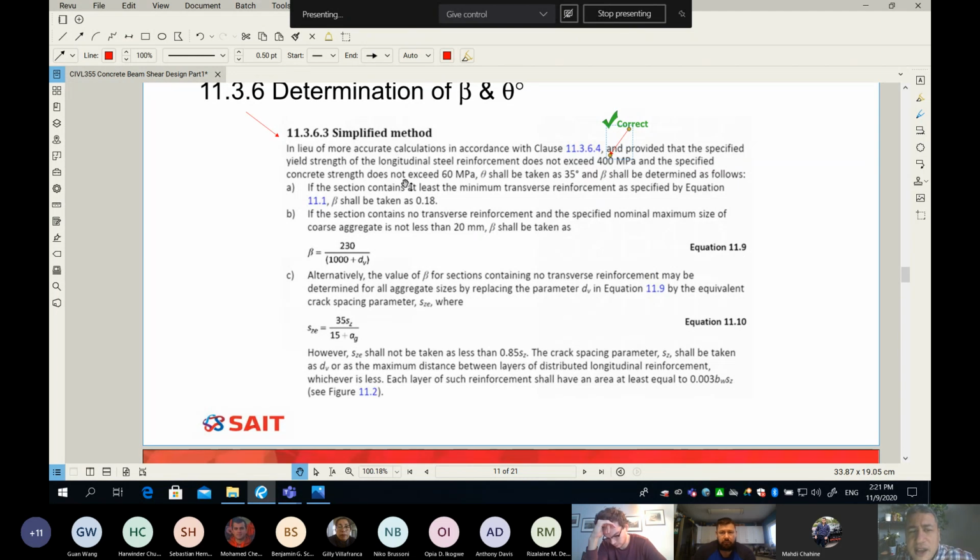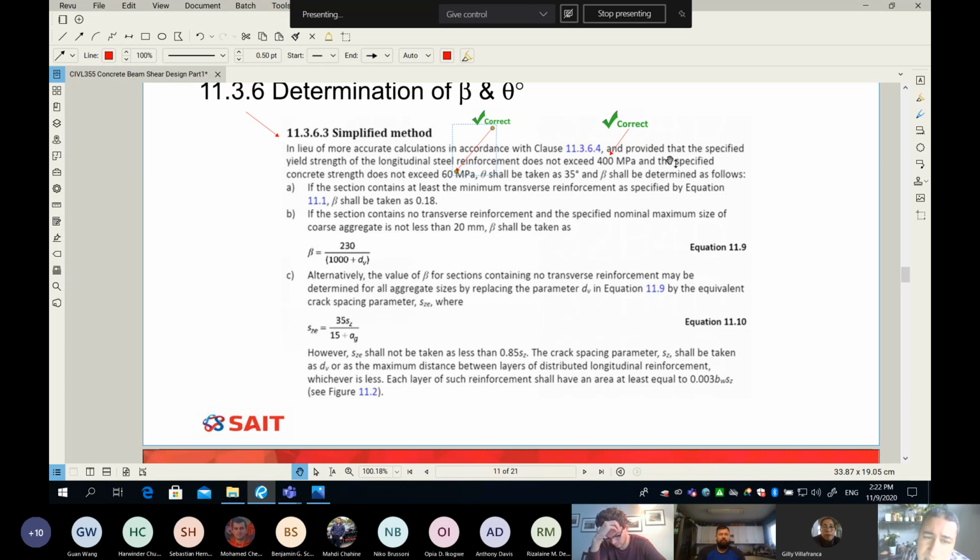And the specified concrete strength does not exceed 60 MPa. Is that happening in our class? We use 20 to 40. Yes, but the clause says does not exceed. Oh, yeah. Okay, so this is happening too. If those conditions are met, it means we're not using fy of 500 and we're not using concrete of 65 MPa. It means we can use the simplified method. The simplified method has conditions, but the good news is all the conditions are met in our class, which means yes, we're allowed to use our simplified method.